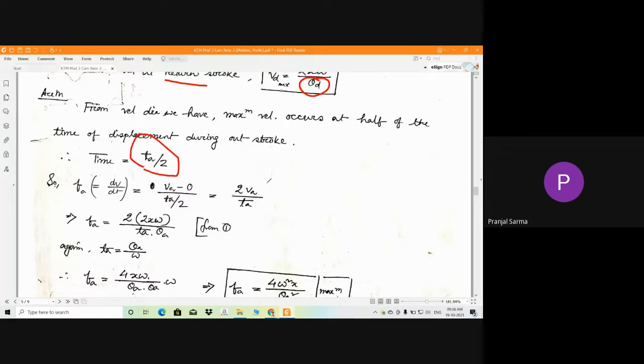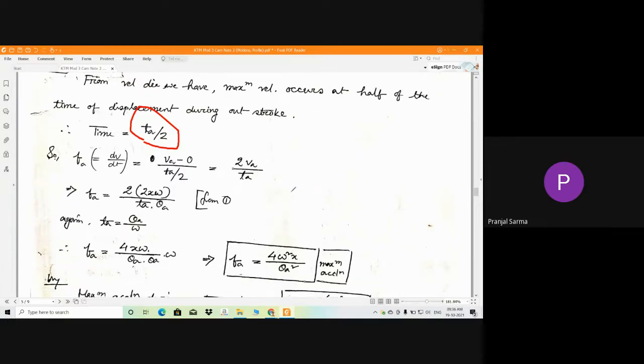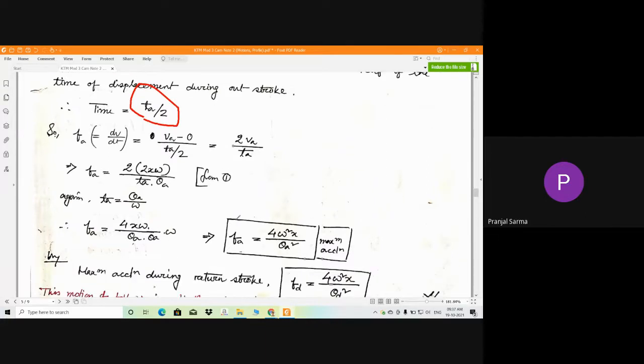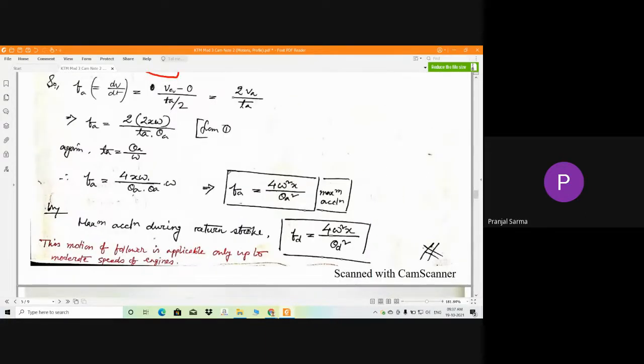Now we can get the expression for acceleration by doing dv by dt. We already know acceleration is nothing but rate of change of velocity, that is dv by dt. So the maximum velocity is this, and dv, the change in velocity, is nothing but Va minus 0, and dt is the half of ta. If you put that in, we will get the expression for maximum acceleration.